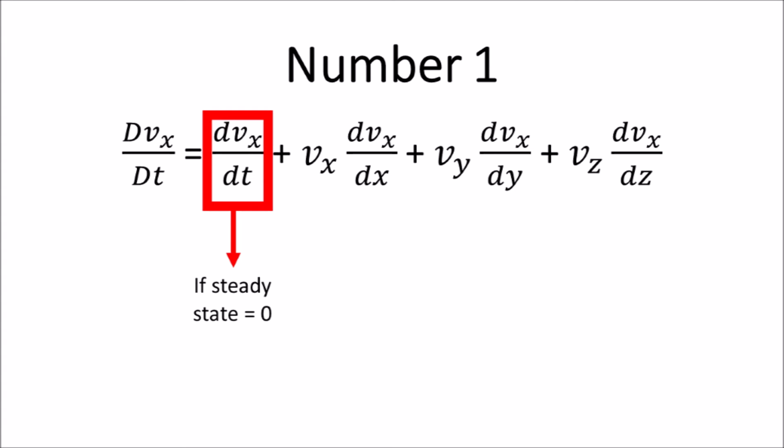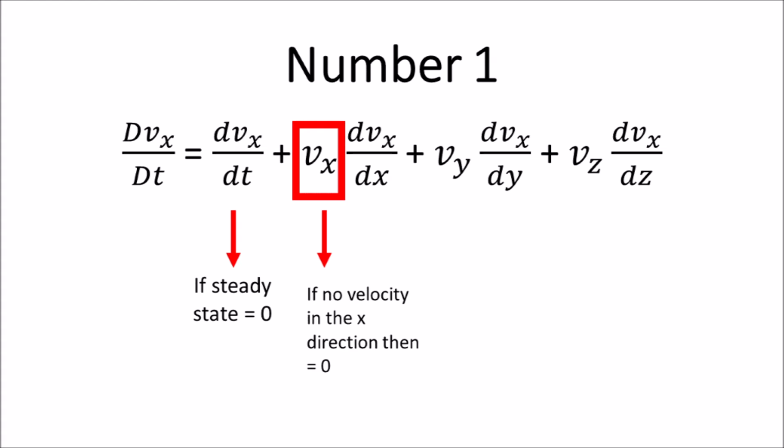If we are solving a steady-state problem, we know that nothing is changing over time. Therefore, the velocity in the x direction cannot be changing with time, and equals 0. However, if our problem is unsteady, then this may not be eliminated from the equation.